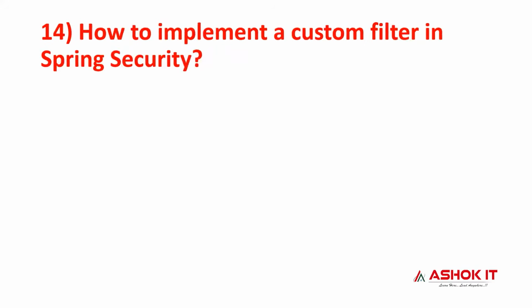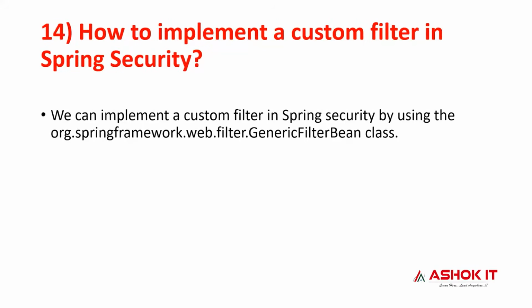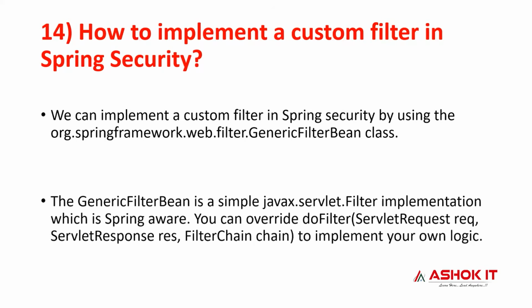How to implement a custom filter in Spring Security? We can use the GenericFilterBean class. This we can use and we can implement our custom filter. This GenericFilterBean has a method, doFilter, that takes ServletRequest, ServletResponse, and FilterChain. FilterChain is actually used to call the next filter or our dispatcher servlet in the execution order.